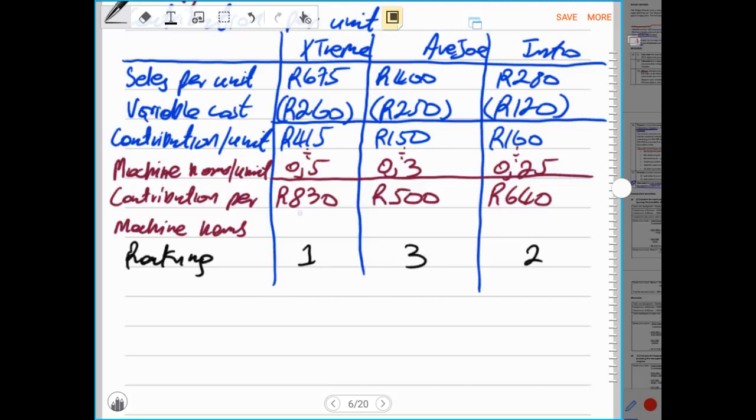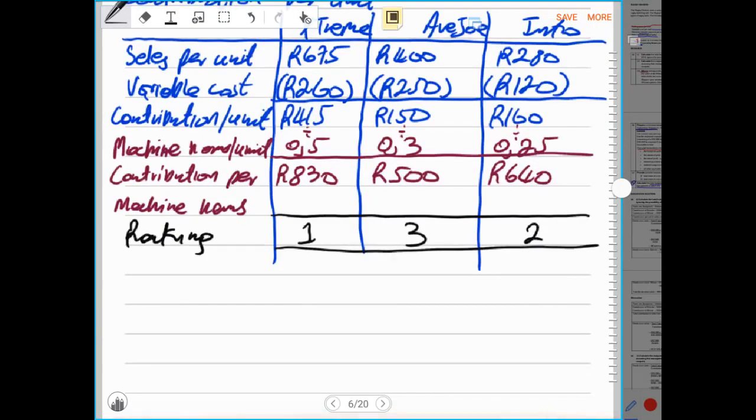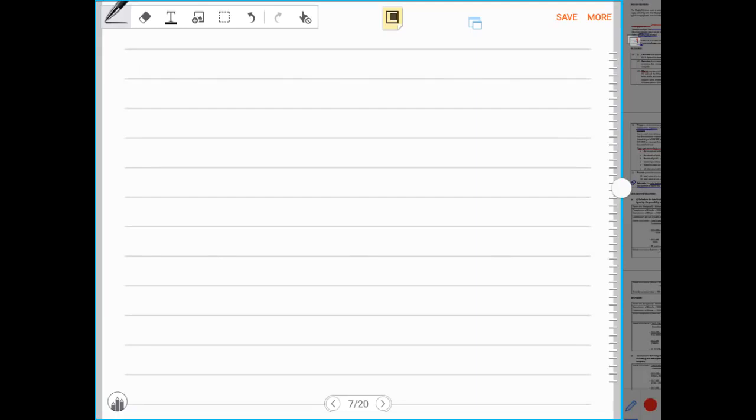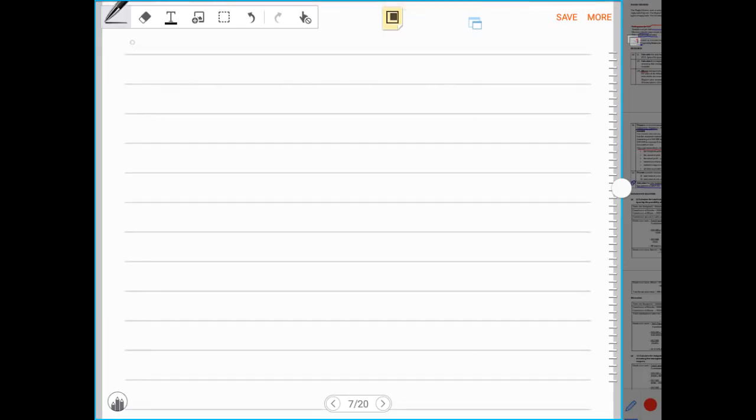Then after we have done the ranking, we start doing the allocation. We allocate according to our ranking. This will be allocated first, allocated second, and the remainder will be left for the last product. Therefore, we say allocation, where we allocate the limited resource, or the limitation of machine hours. Allocation of machine hours.